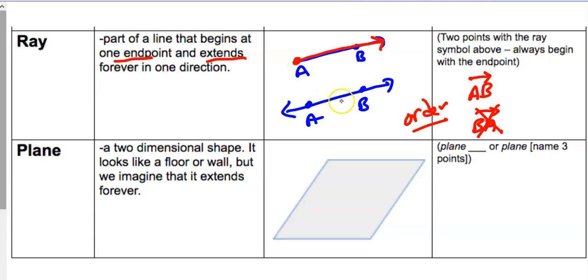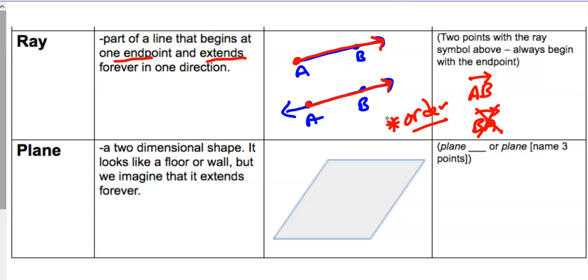Now, on the line, I could go either direction. This would be a ray, but it would not be the same ray as AB. If I want the exact same ray here, I would start at A, go through B. That would be the exact same one. So order is super important. That's really something to highlight with a ray.